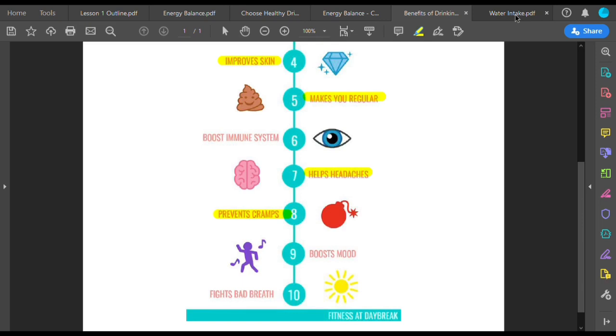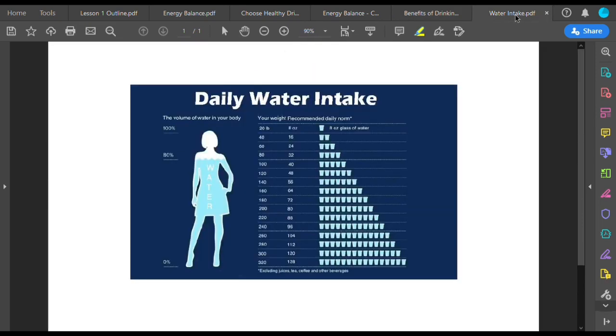Moreover, drinking water is very important because every organ in the human body requires water to function properly. In fact, did you know our body is mainly made up of water? Therefore, it is very important to get enough water every day. The amount of water you need is specific to your weight. For example, for someone who weighs 100 pounds, the recommended daily water intake is 40 ounces. This is equivalent to 5 cups of water because 8 ounces is equal to 1 cup.